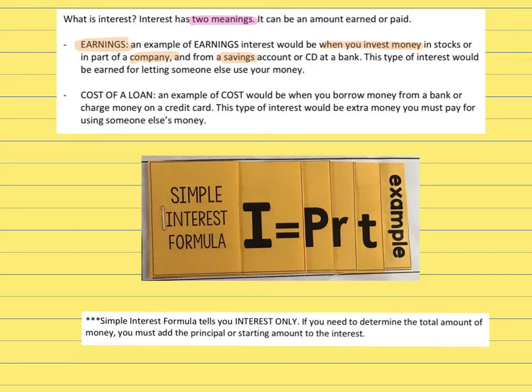Then the second one was cost. This is when you borrow money from either a bank or you charge money on a credit card. It's what extra money you have to pay.